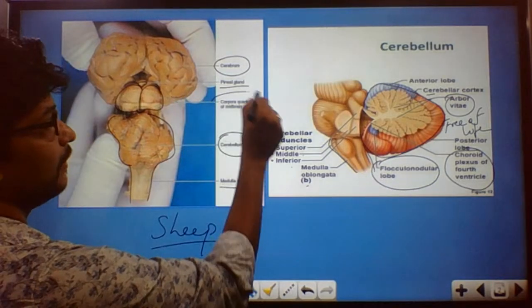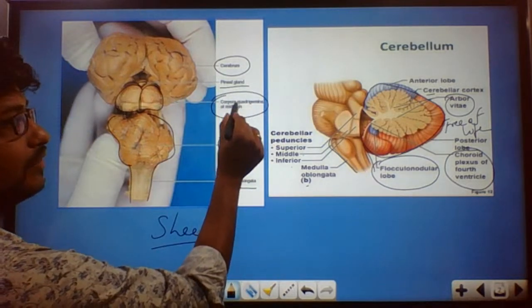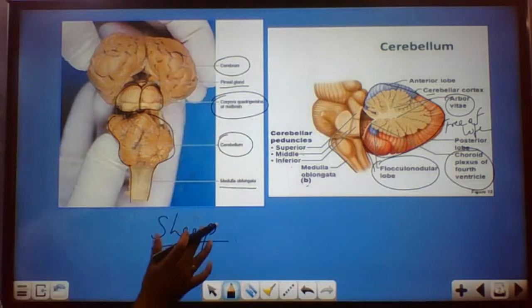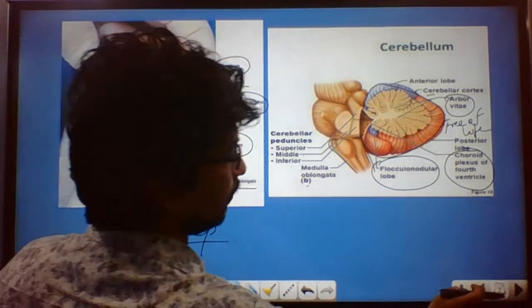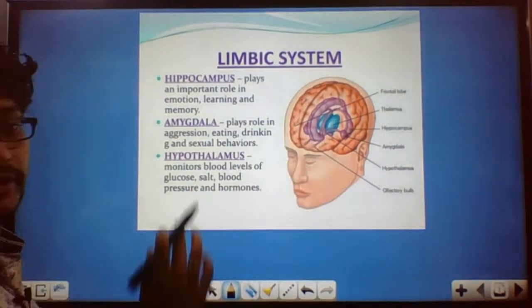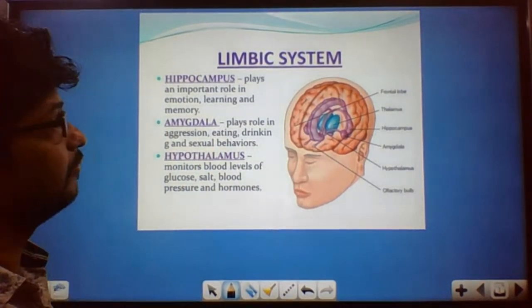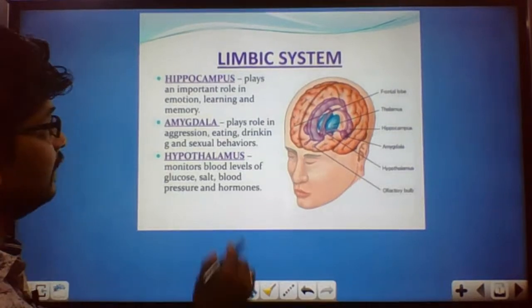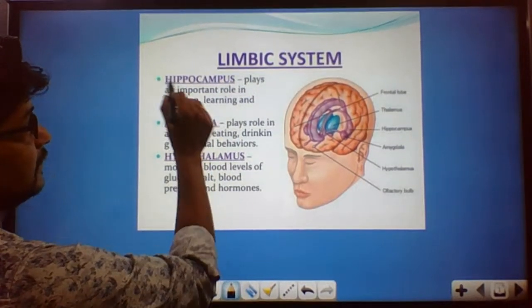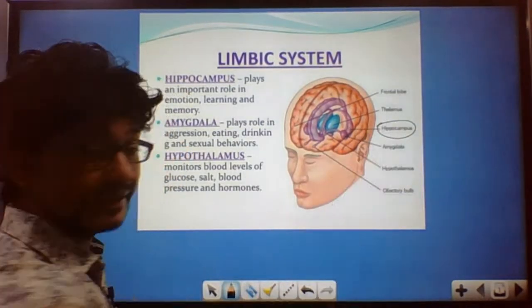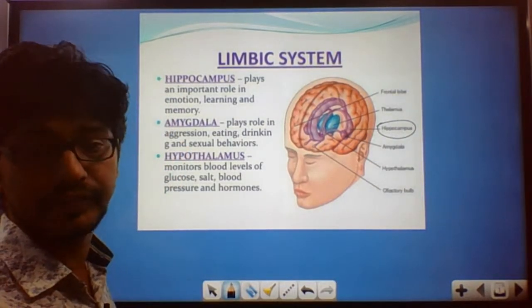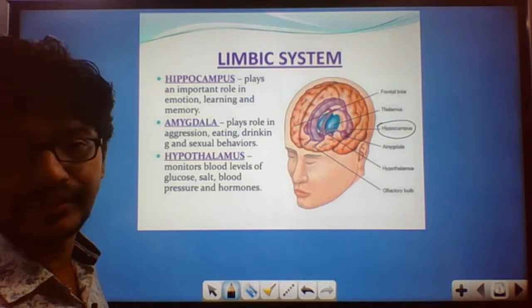Here in the midbrain you can see the corpora quadrigemina. This is the sheep's midbrain, for your reference, and this is the cerebellum. Coming to the limbic system, which we also discussed, you can see the hippocampus; this part is called the hippocampus. We discussed everything last Saturday, last week itself. This is just a recap for you.